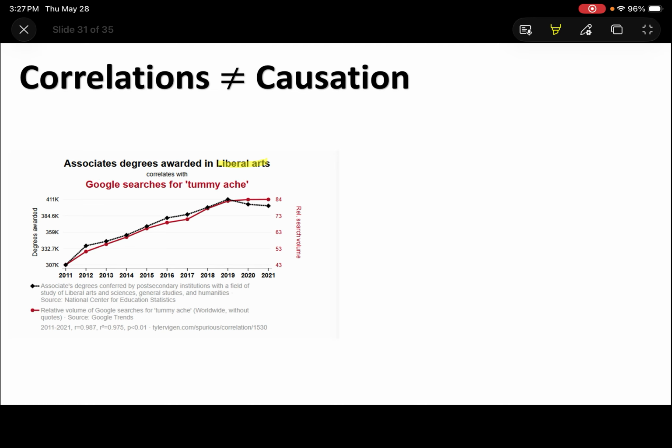The number of liberal arts degrees is positively correlated with Google searches for tummy aches. Do we think that liberal arts degrees are causing tummy aches? Maybe. You might argue that by the end of this class. Do we think tummy aches are causing liberal arts degrees? Probably not. However, there is a positive correlation relationship between the two.